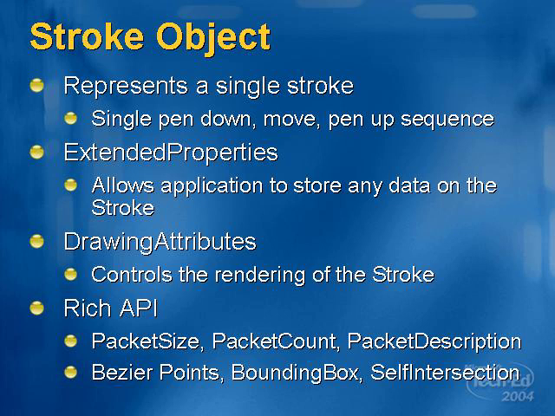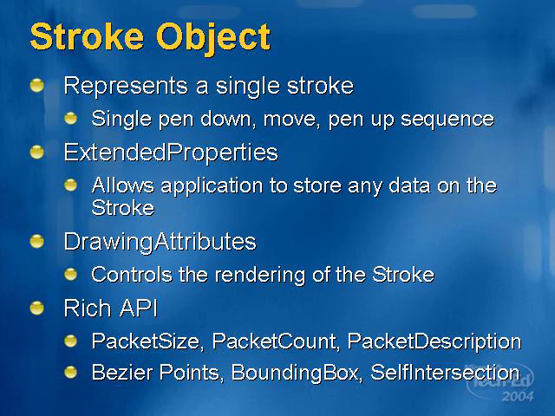And then below that, all the data is held in individual stroke objects. And like I said, it's a single pen down, move, and pen up sequence. It also supports extended properties, so you can associate custom application data with the individual strokes. It also supports a drawing attributes property, which is where you control how the stroke is rendered. And there's also lots of rich information on the individual strokes, including things like the size of the individual packets of data, how many of them there are, a description of what those packets contain.